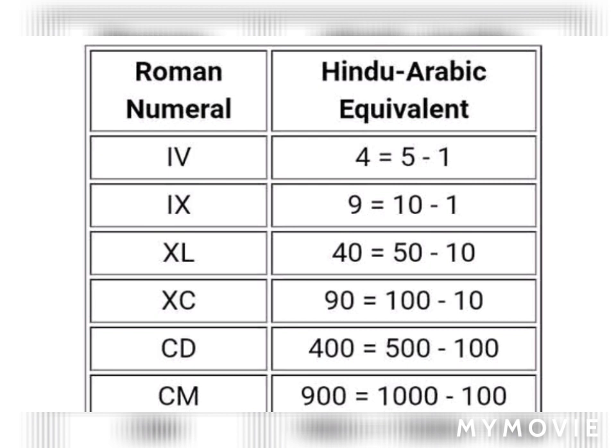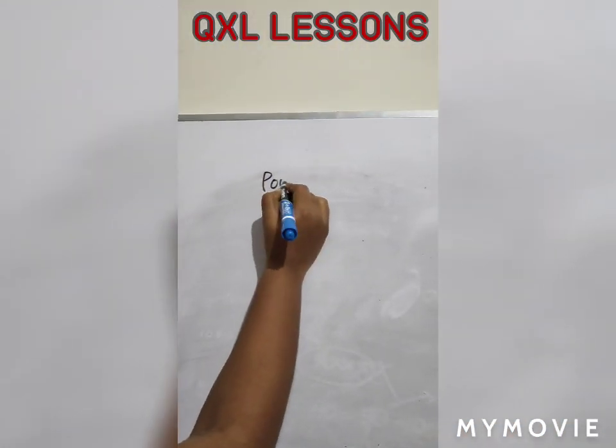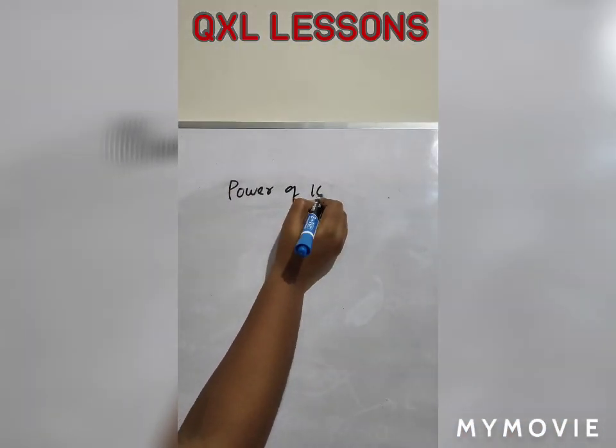Similarly, for writing 900, I'll have to subtract 100 from 1000. So for 1000, it's M. First I'll write M. And for subtracting 100, I'll write C to the left of M. I'll share a very interesting concept. So please listen very carefully.